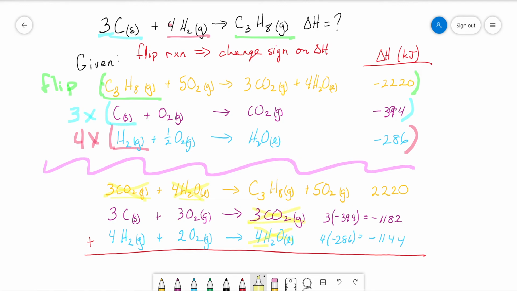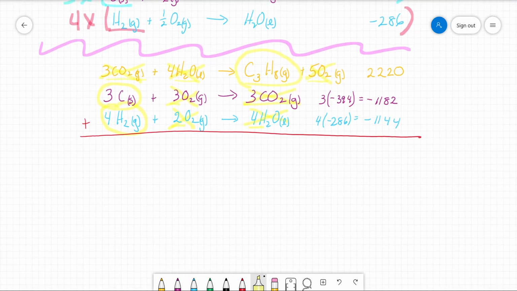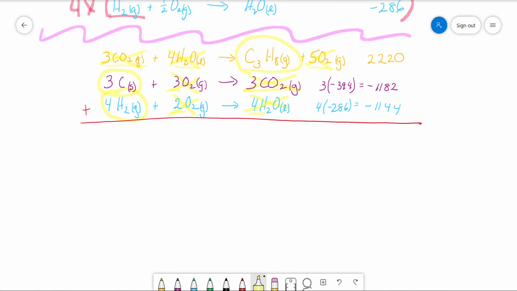C3H8. Do I want to cancel that? No. I circle that because it's up here in the original reaction. 5O2. Well, here's 3O2 and here's 2O2, so I can cancel those together with that. 3C, that's in the original equation up here. 4H2, that's in the original equation up here. So now all I have to do is write down everything that's left and then add up my values.